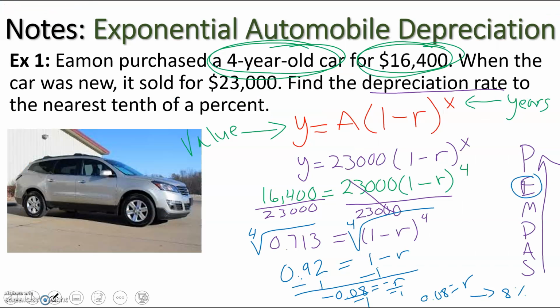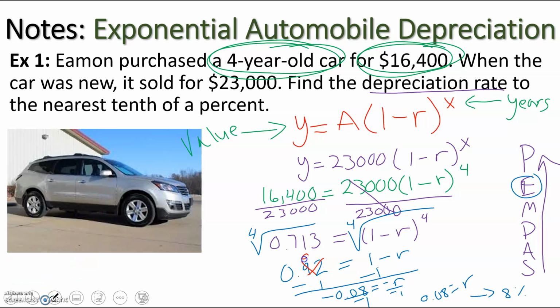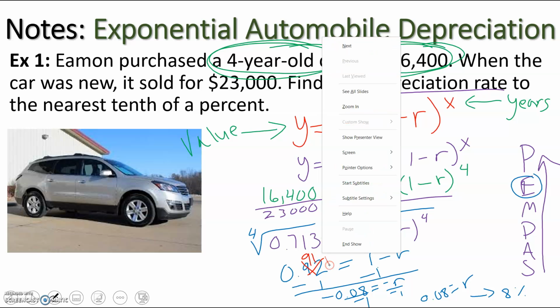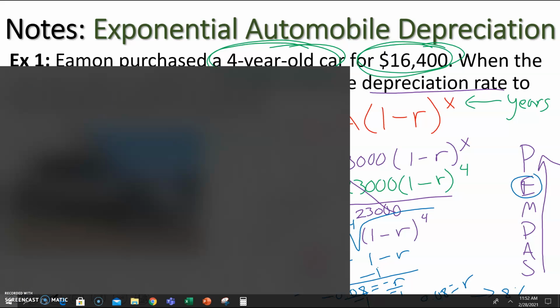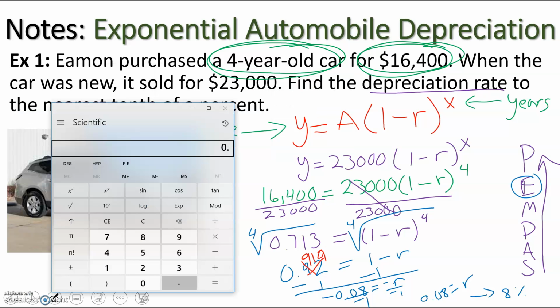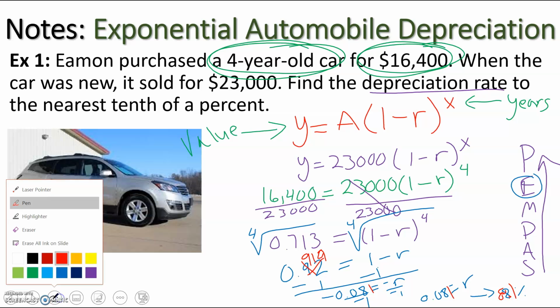So if we change this to a 0.919, let's see what that does. If we made that a 0.919 and subtracted the 1, right, we have 0.919 minus 1, we'd get a 0.81. And so really the only difference here is this, to the nearest tenth of a percent, is going to be an 8.1%.